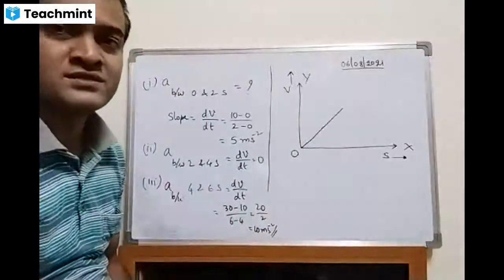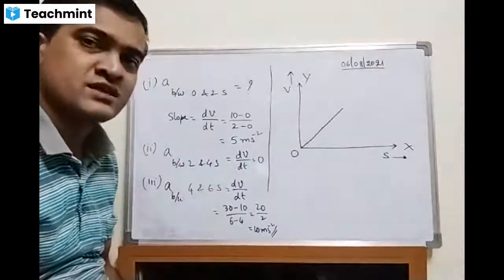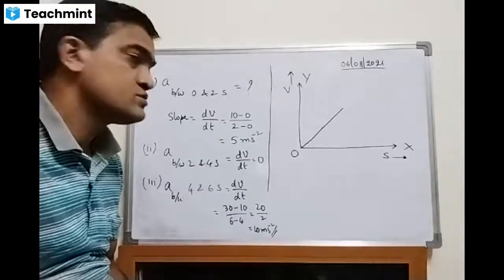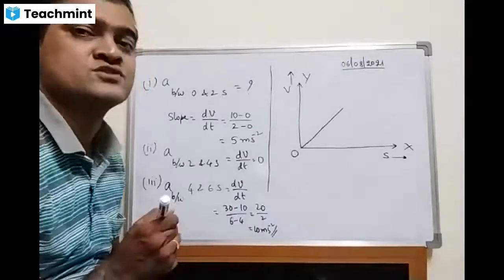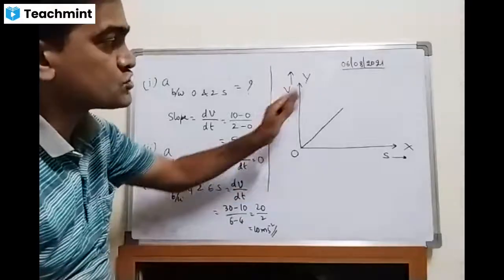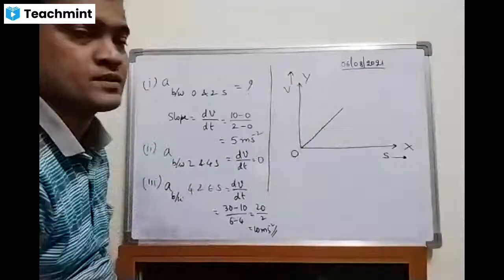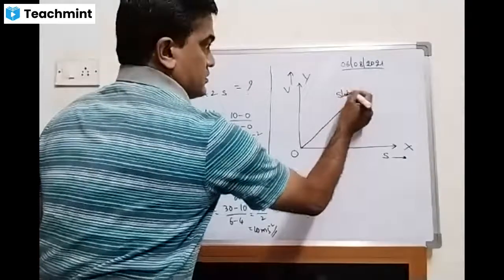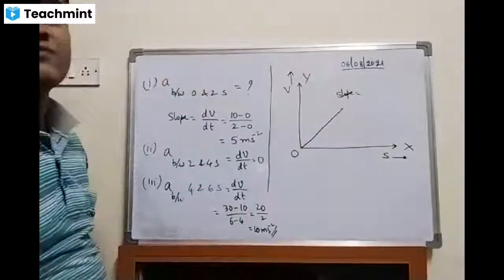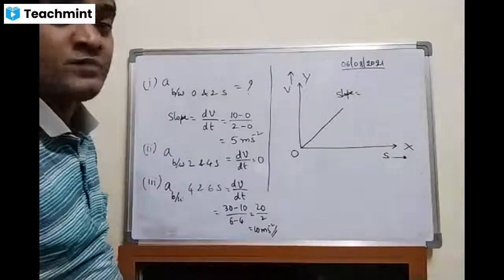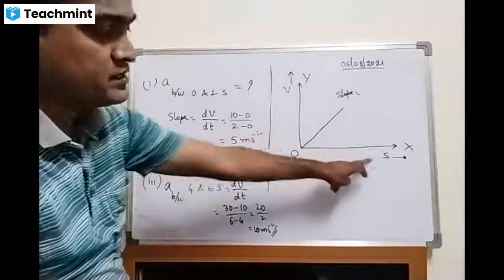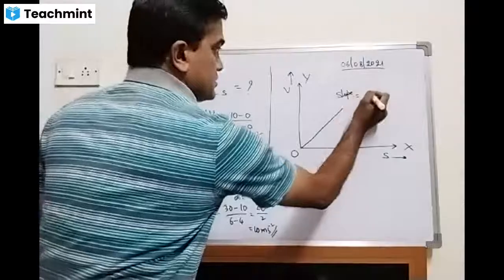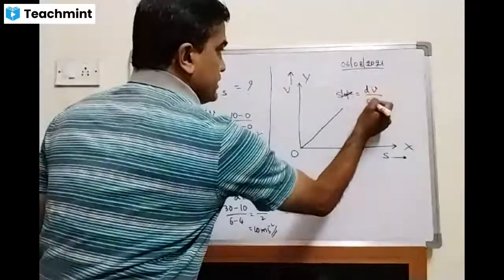Again, if you compare this graph with one of the magical graphs, slope should remain constant. Now, what is the slope for this graph? Slope is dv by ds. Why? Because it is y coordinate by x coordinate. So the slope gives dv by ds.